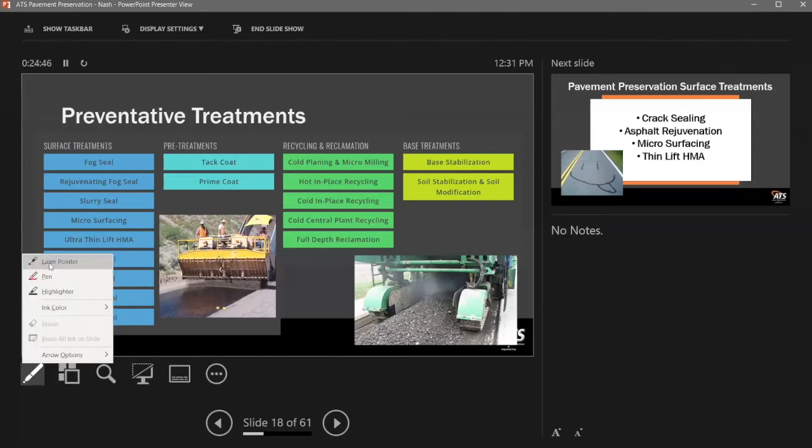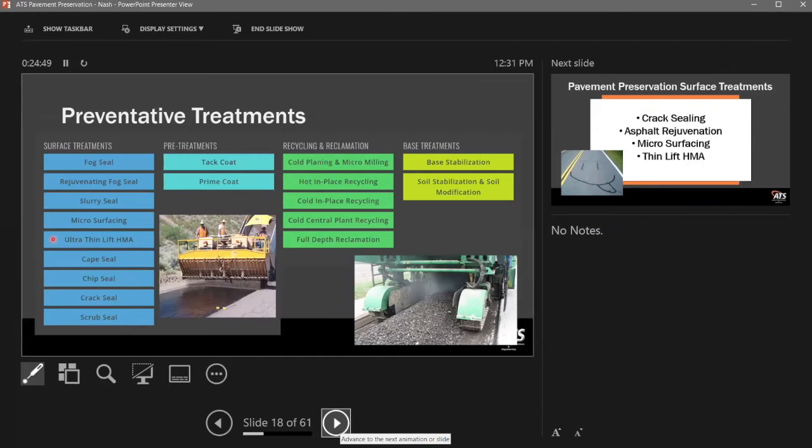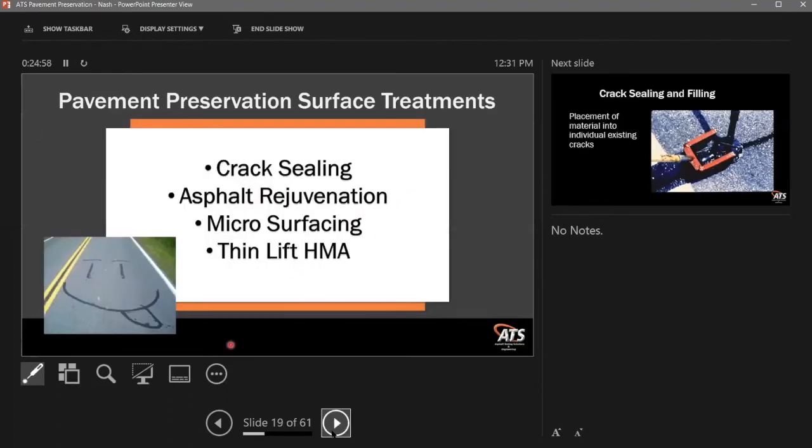The idea of the preservation treatments, so again, we're going to go through some surface treatments. We're going to primarily be looking at the crack sealing process, the asphalt rejuvenation, microsurfacing, and thin lift HMAs, or hot mix asphalt. These are the four that I picked to really talk about, because it's what we've seen in Florida being used the most. There are chip seals and there are some microsurfacing jobs that are going down. There's not enough time to talk about every single one of them, so I picked four of them out of the hat, and here we are.